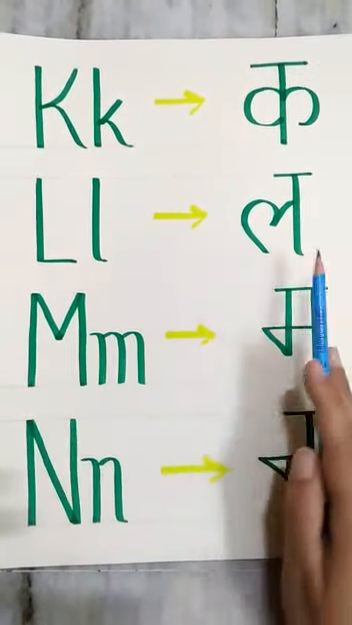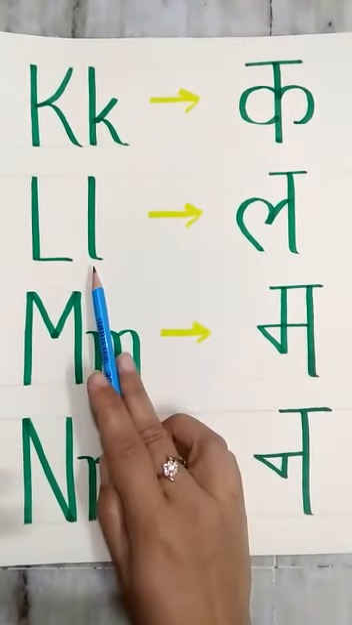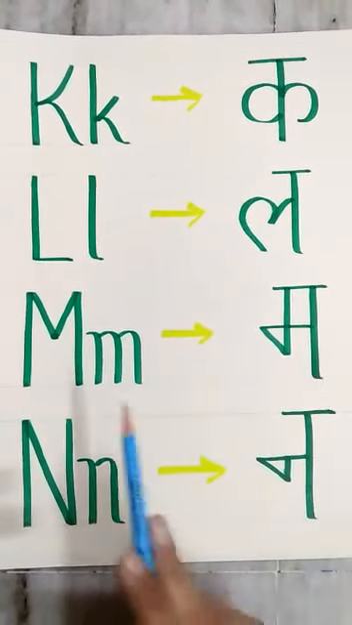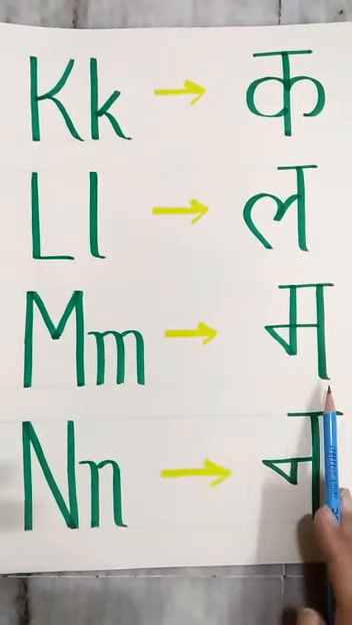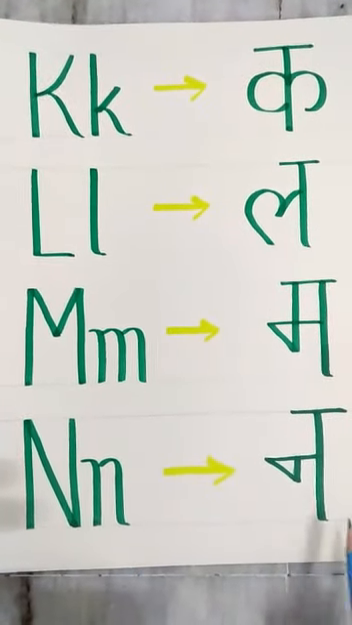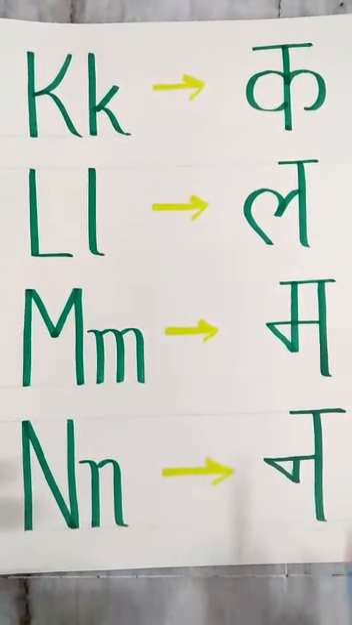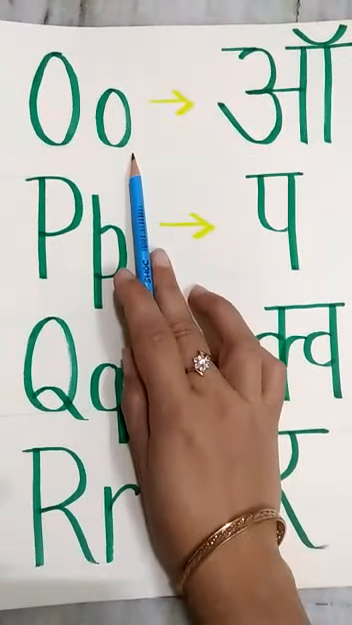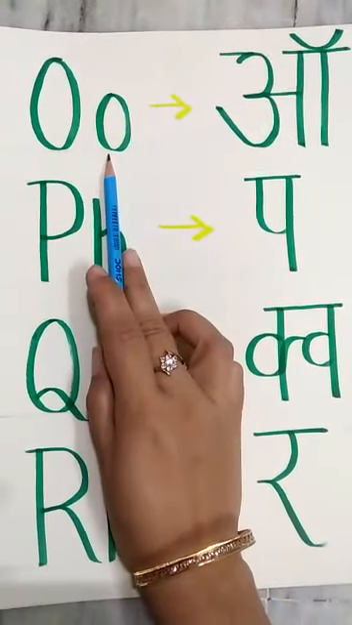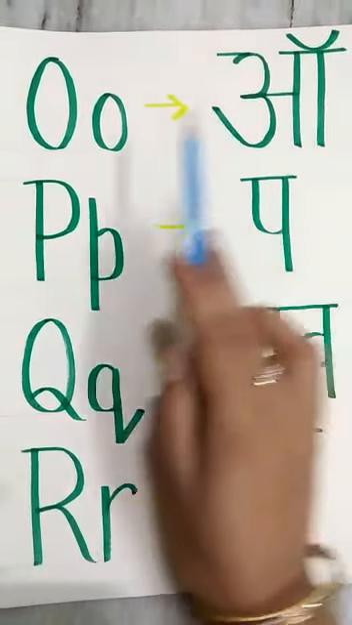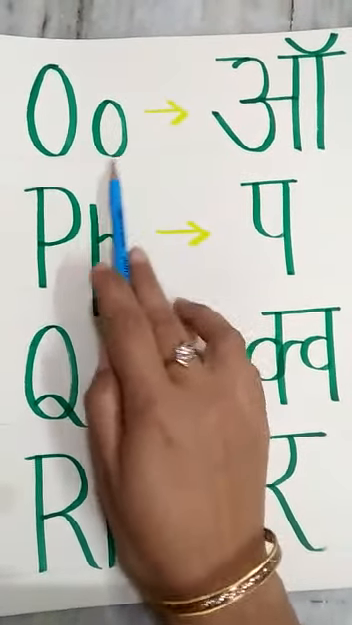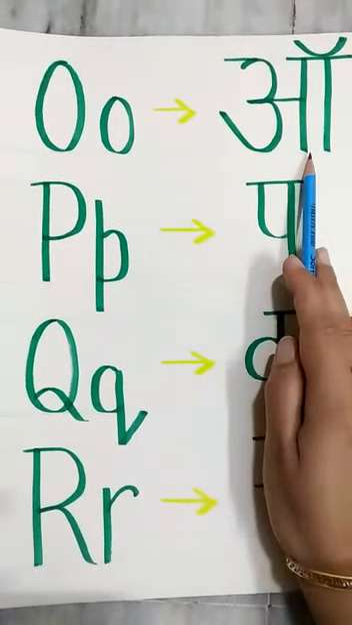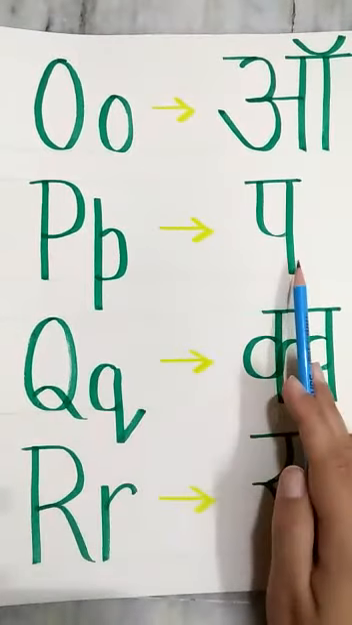L sounds l. M sounds m. N sounds n. O sounds o. The mouth must be round just like the alphabet O. So O sounds o. P sounds p.